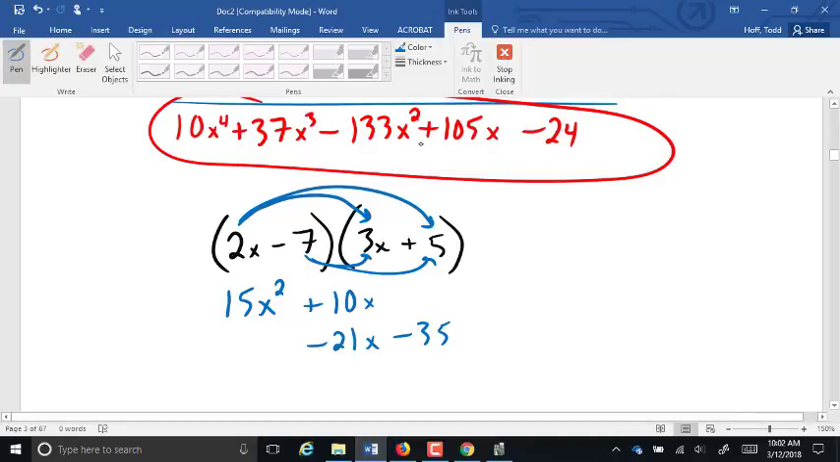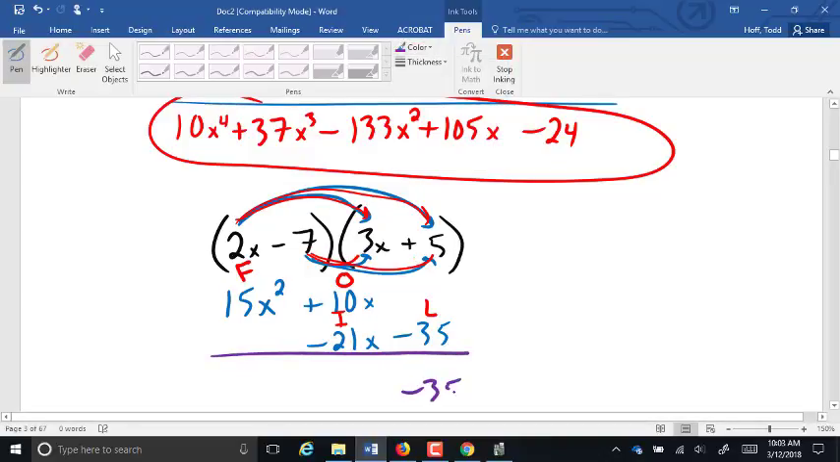Now, before I add these, I want to take a look at where things came from. The 15x squared, that's from the F in FOIL, the first digits, the 2x and the 3x. The 10x, that's from the outside, the 2x and the 5. The negative 21x is from the inside, the negative 7 and the 3x. And the negative 35 is from the L, the last, the negative 7 and the 5. Now I'm going to combine those.